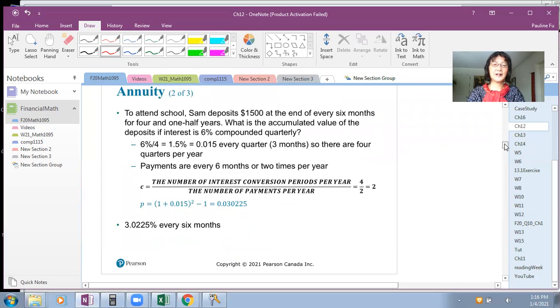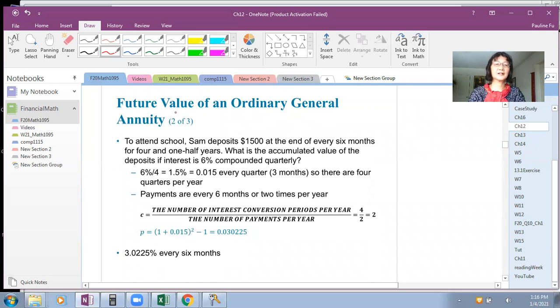So now let's look at the example. Calculate the future value of an ordinary general annuity.